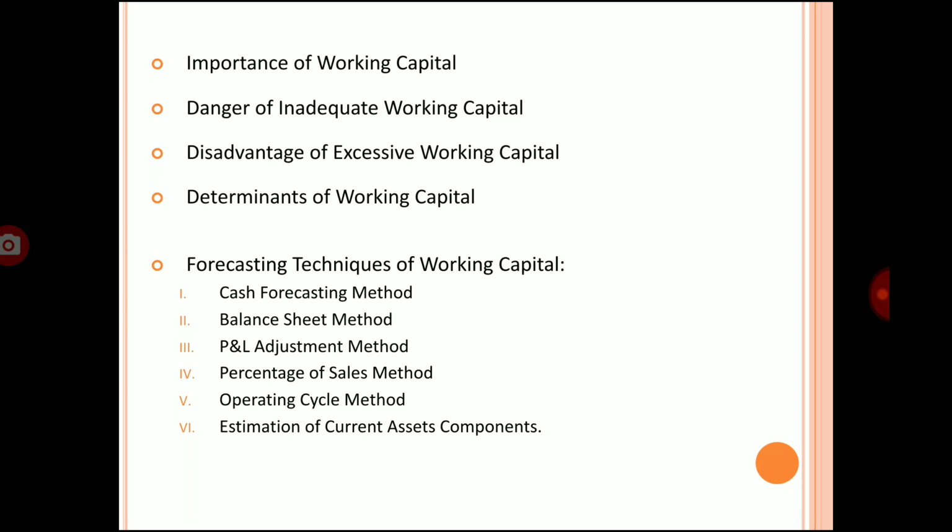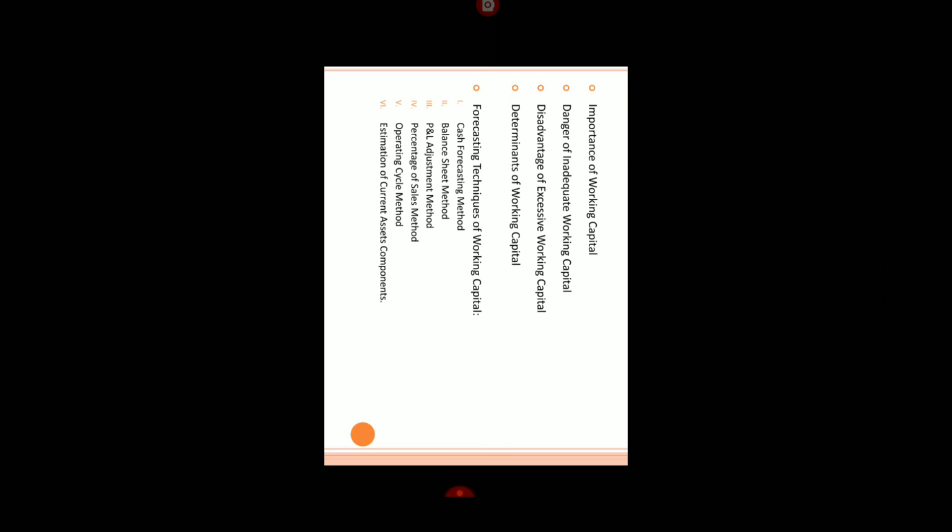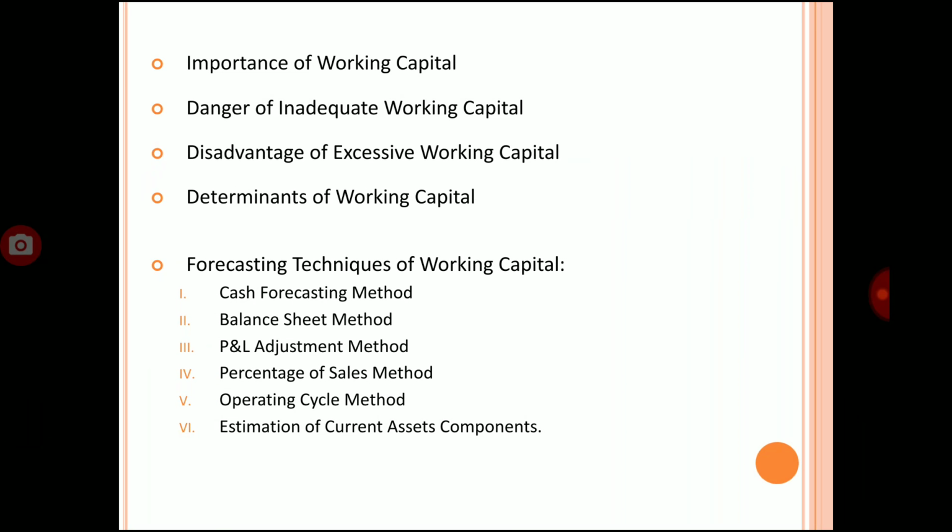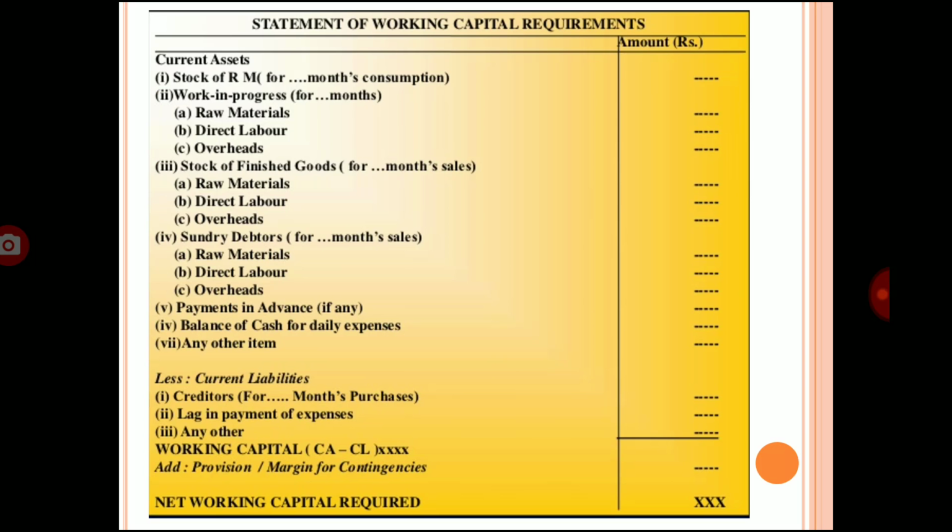And last is estimation of current assets components. Every component will be calculated in this current asset component, estimation of current asset components. So you can see here the statement of working capital requirement, that is the pro forma to identify the cost of each component of current assets as well as current liabilities also. Now look carefully at current assets, the first you have to calculate is the stock of raw material.